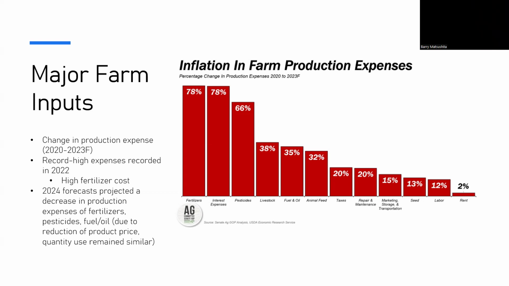And this could be responsible for these high percentages, but we are on the decline, although we are still above the acceptable annual rates of inflation for certain inputs like fertilizers, pesticides, fuel, and oil, although they are decreasing.